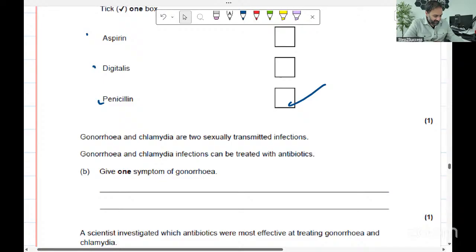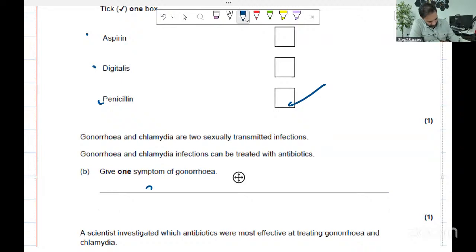Symptom of gonorrhea. So this is an STD. So you want to say something like a discharge, which is like an unwanted fluid being released. You could mention something like pain on urinating as well as an answer to that question.